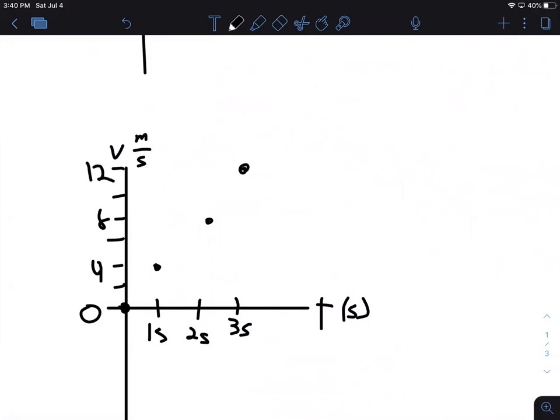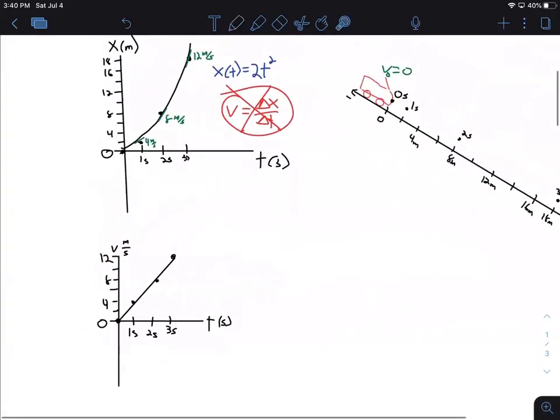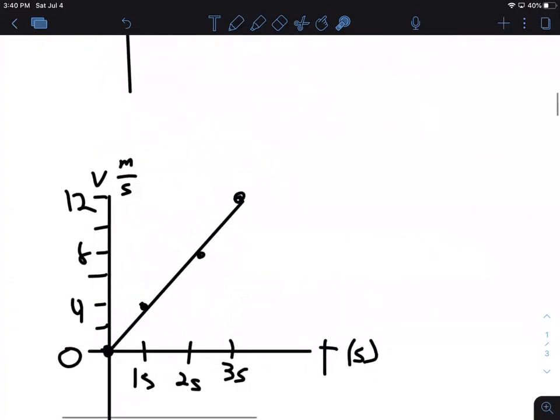Again, drawing by hand, so this is not going to line up exactly, but we can see that that is a linear relationship. Each second, my velocity increased by the same amount, 4, 8, 12. So this is kind of cool. It's no longer a straight line like we saw previously with the buggy going at a constant rate.